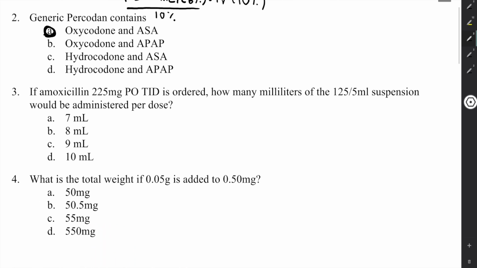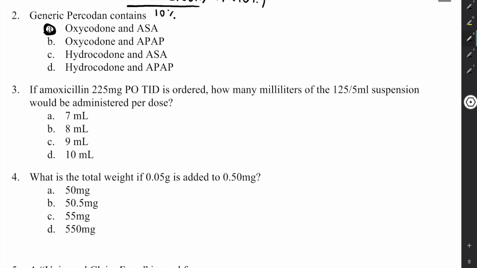Alright, so for number 3, it says, if amoxicillin 225 milligrams PO/TID is ordered. Now, this is also good practice for learning SIG code. So PO is what? It's by mouth, and TID is what? It's 3 times a day. So if amoxicillin 225 milligrams by mouth 3 times a day is ordered, how many milliliters of the 125 over 5 ml suspension will be administered per dose?